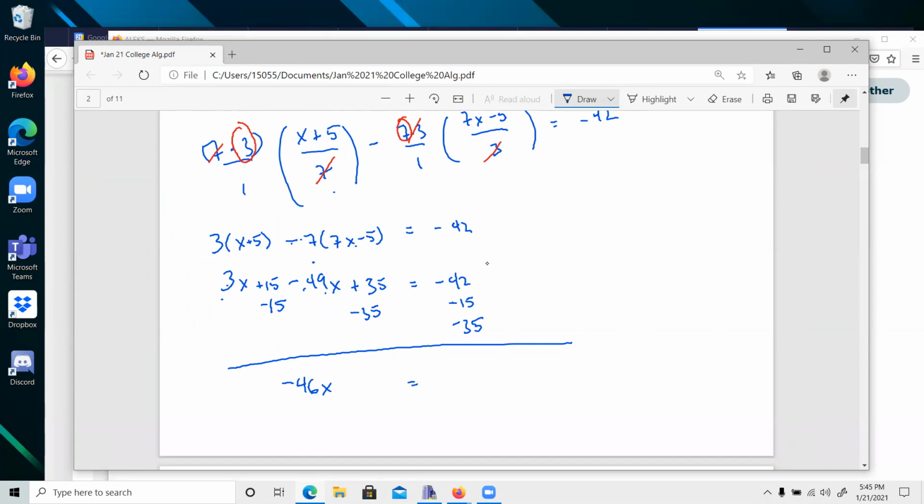Congratulations. This one, what is this going to be? It's going to be -42 minus 50. Looks like -92, right? Making it -92 here.